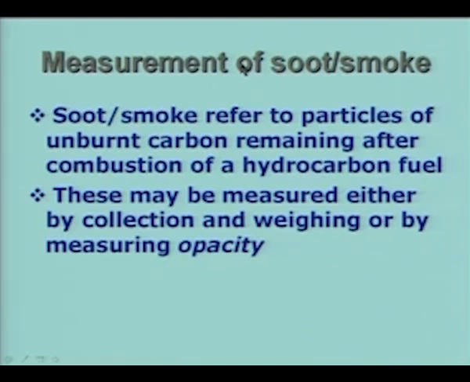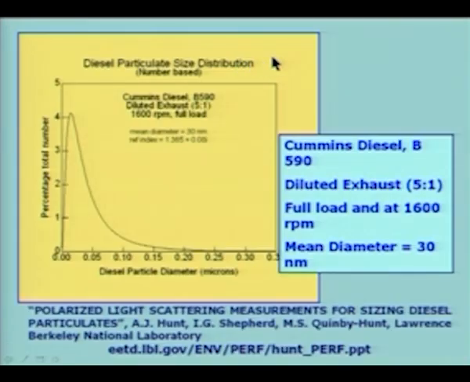Let us look at the type of things we are talking about. I have taken a simple example of diesel particulate emission. This is from the reference given here, polarized light scattering measurements for sizing diesel particulates by Hunt et al. The material is available on the web, and I have just downloaded this figure from there. It shows the percentage of total number of particles against the diesel particle diameter. It gives you what is called the particle diameter distribution.